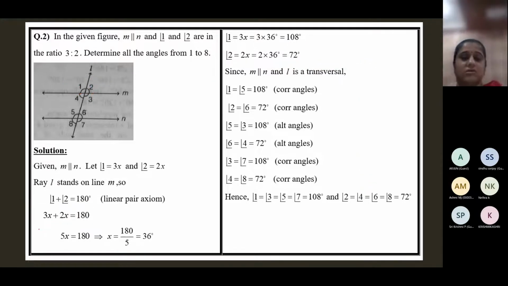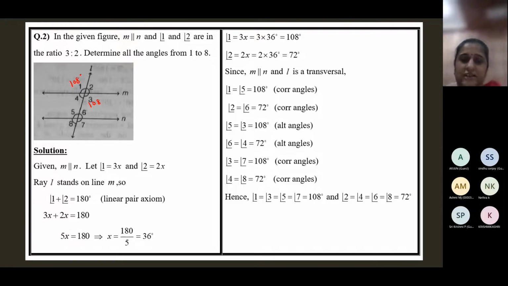Now children, after finding angle 1 and angle 2, you can find 3 like this. You got 1 is 108, right? So you can say 3 is also 108. Vertically opposite angles are equal. We have to find all the angles from 1 to 8. Now we have found 1 and 2. We have to find the other angles 3, 4, 5, 6, 7, 8.